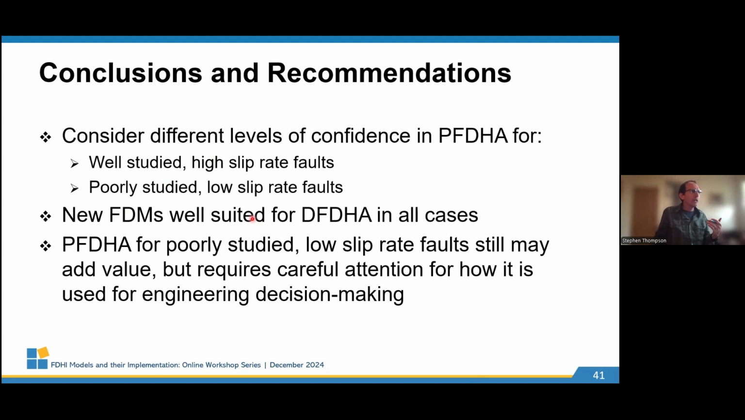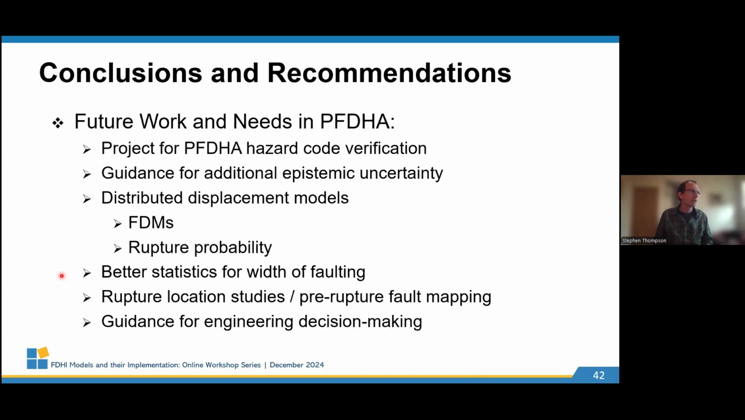And the PFDHA for poorly studied low slip rate faults still can really add value to a project, but it requires some special attention and special communication with the people involved in projects to understand how it best can be used for engineering decision-making. That's really been a lesson we've learned many times over in the last several years.